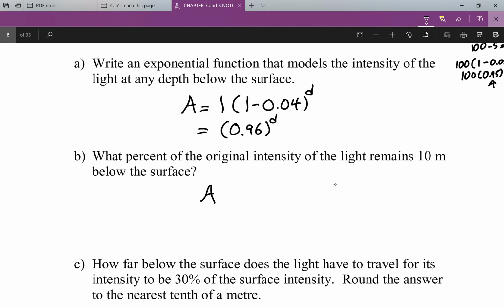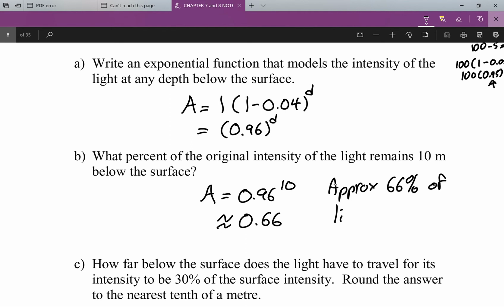So we go A equals 0.96, and then that's going to be to the power 10. Which will give us approximately 0.66, or approximately 66% of the light will remain.